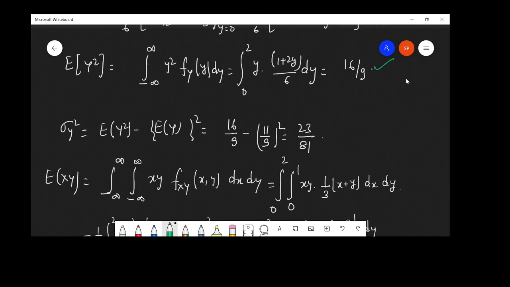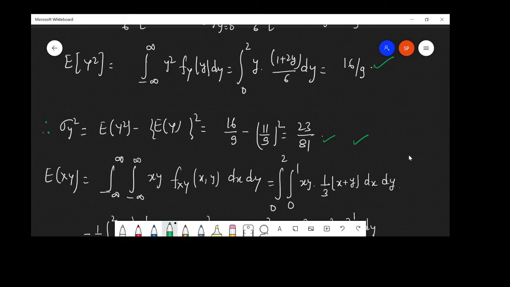So now we need to write the variance. Sigma y square is equal to expectation of y square minus expectation of y whole square, which is 16 by 9 minus 11 by 9 whole square, and after calculating it is coming 23 by 81. This is the variance of y. And now we need the covariance, for which the expectation of xy is required.